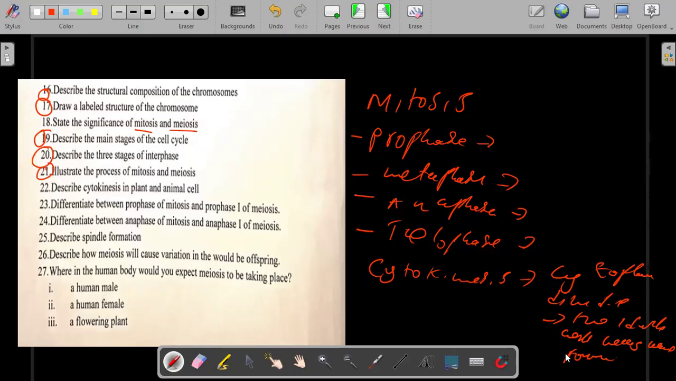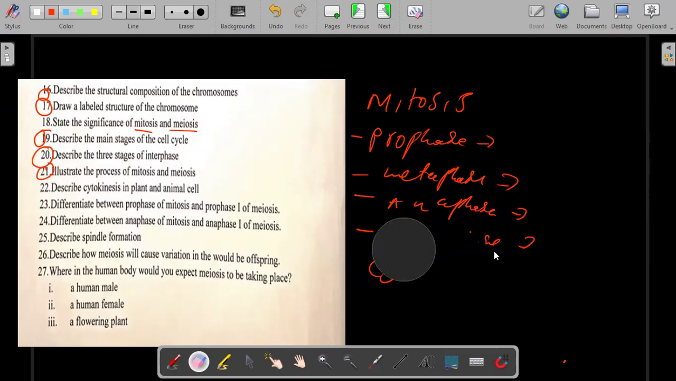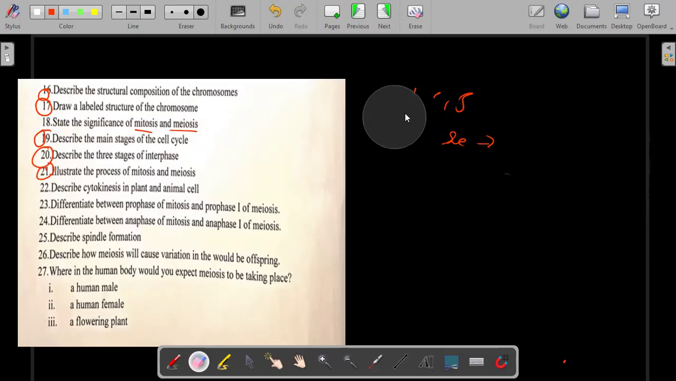Then these two identical cells, you know that they are diploid cells. So they are 2N. So that's what you are having there. So that was mitosis. Now we go to meiosis.